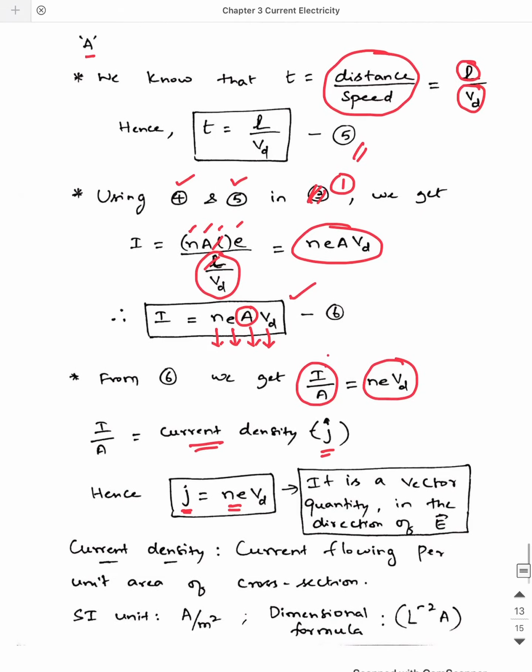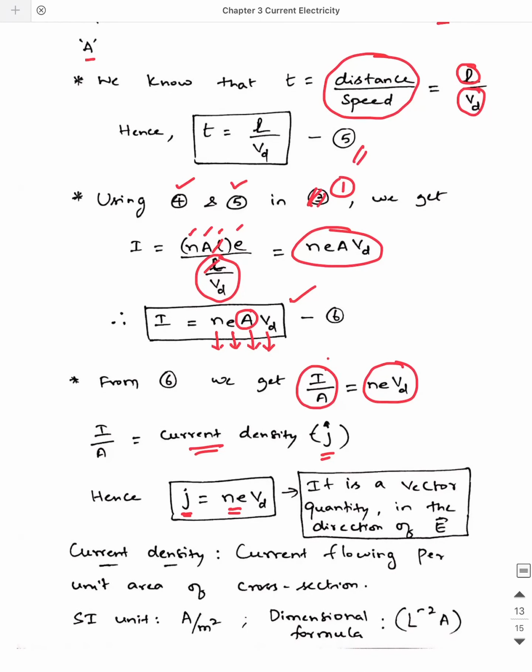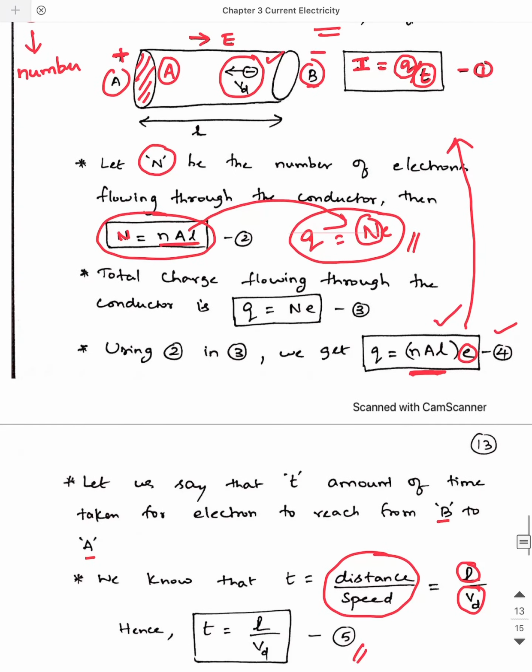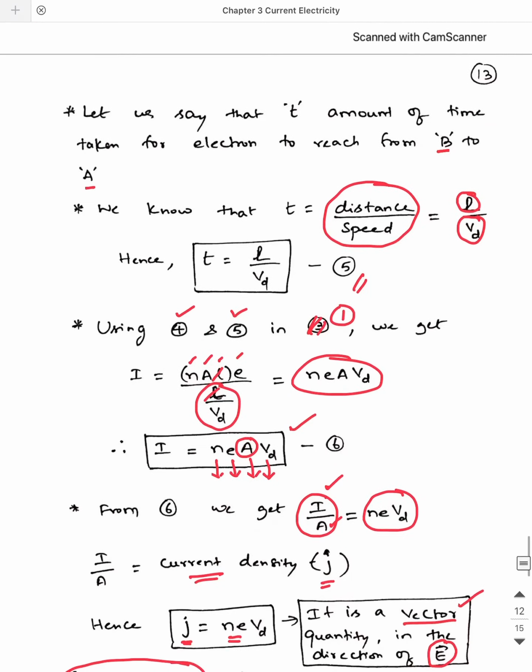Let's see the definition of it. The current flowing per unit area of cross section is termed as current density, and it is a vector quantity. Please remember this: current density is a vector quantity. It is always in the direction of the electric field. So in this case, the direction of current density is from left to right.